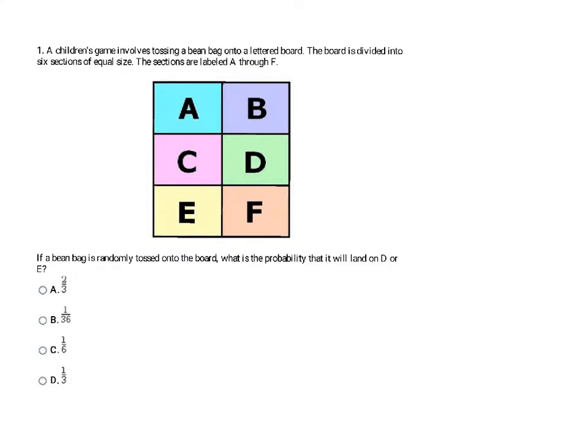So now that we've copied down all of those notes, let's use them in some problems. This first problem says a children's game involves tossing a beanbag onto a lettered board. The board is divided into 6 sections of equal size, and the sections are labeled A through F. If a beanbag is randomly tossed onto the board, what is the probability that it will land on D or E? So there are 2 spots that are either D or E out of 6 total spots. So 2 over 6 is going to be my probability, but I need to reduce that fraction to 1 over 3, which is going to make D my final answer.